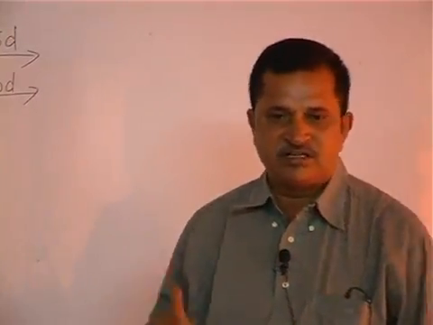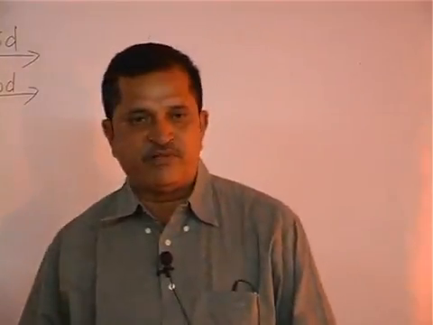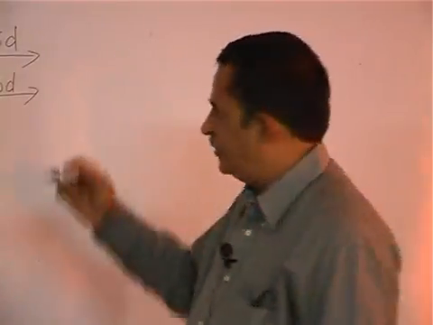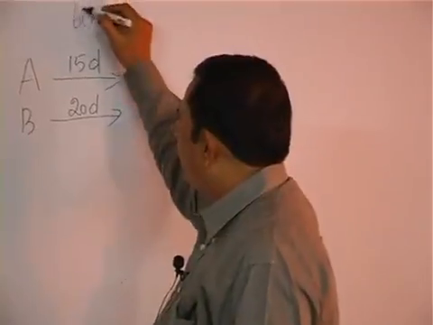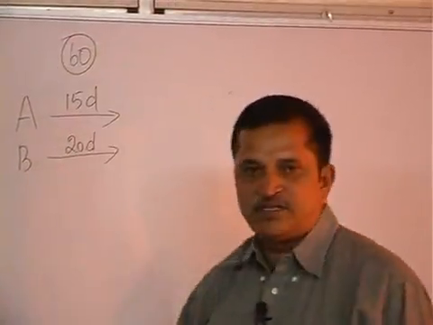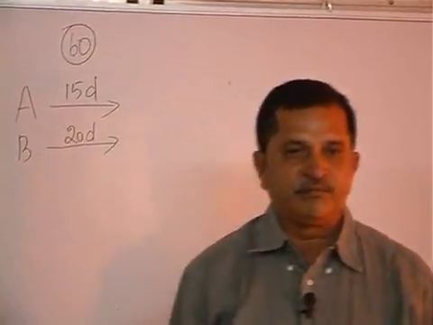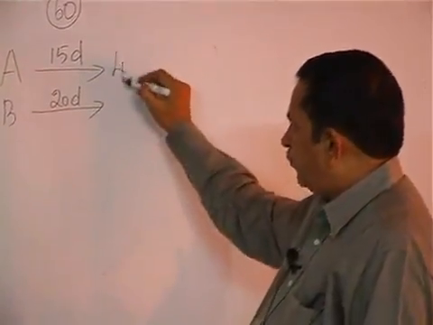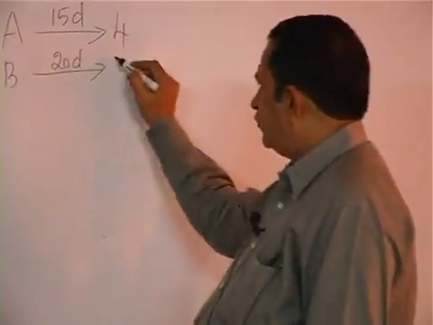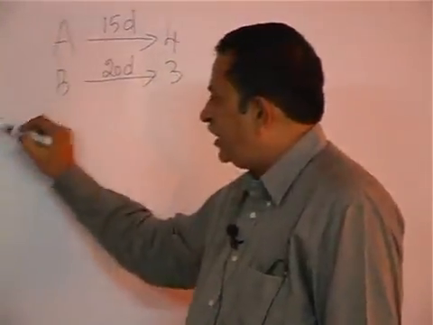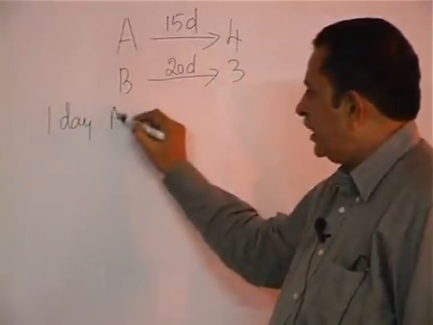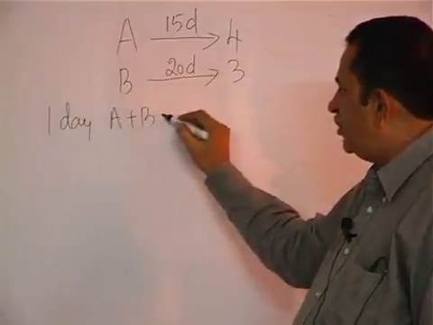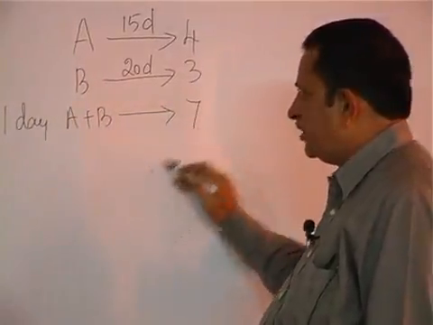You can decide here, is it not? What is the LCM of 15 and 20? 60. Total work is considered to be 60 units. A will do how many units per day? 4. B? 3. In one day, A plus B will do how many units? 7 units.